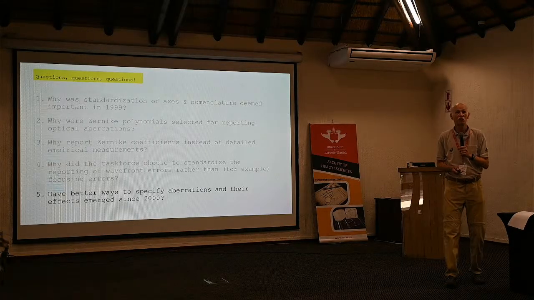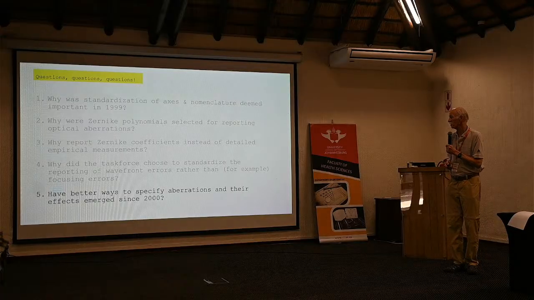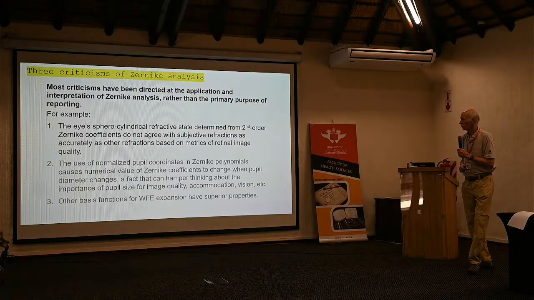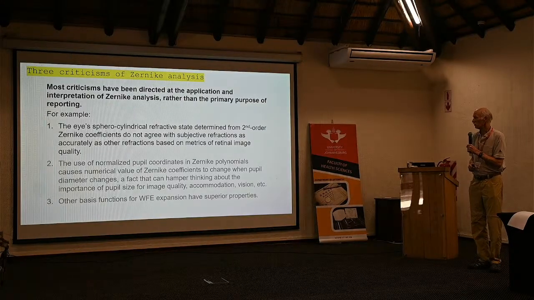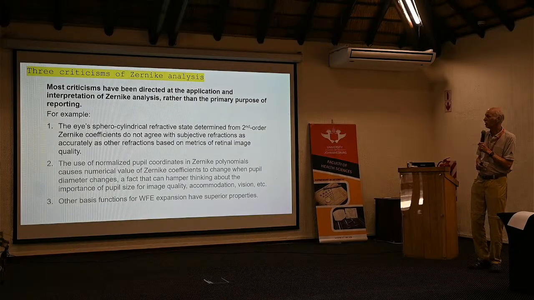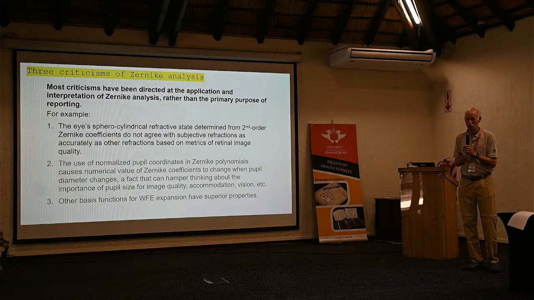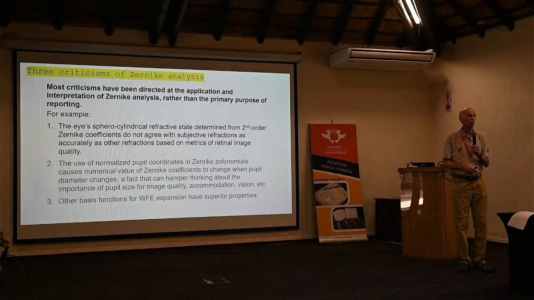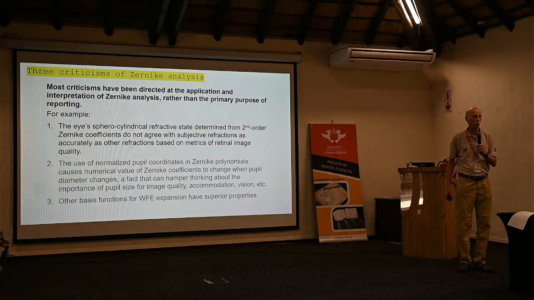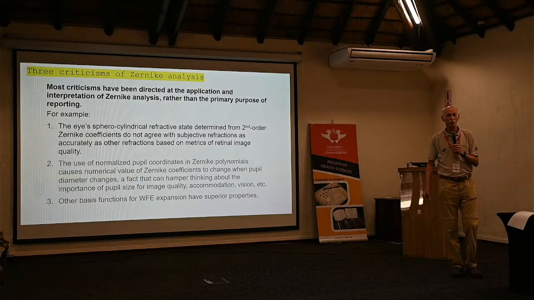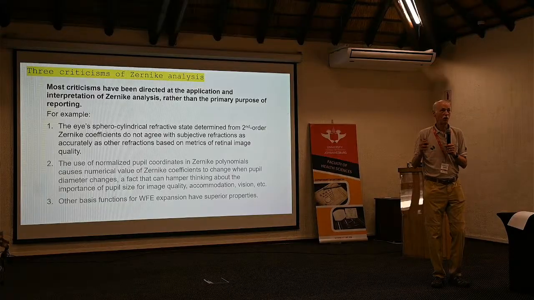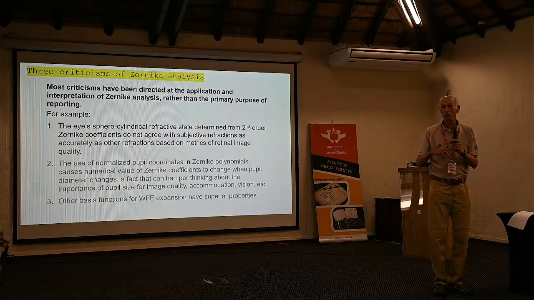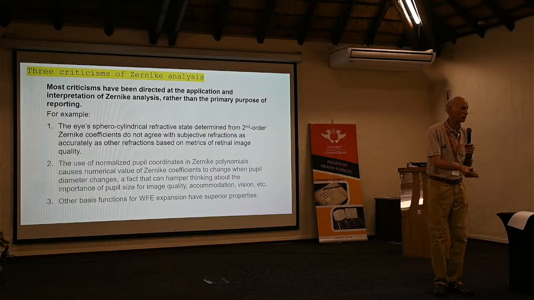So I'll just review a couple of the key arguments and criticisms that have been put into the literature. So these are the 3 criticisms. They've mostly been directed at applications and interpretations of Zernike analysis, Zernike coefficients, rather than the primary purpose of reporting. That's what we really wanted to do. We wanted to avoid this. I could just see it coming that everybody was trying to get into the game of doing Zernike analysis, but there were lots and lots of different conventions for reporting.